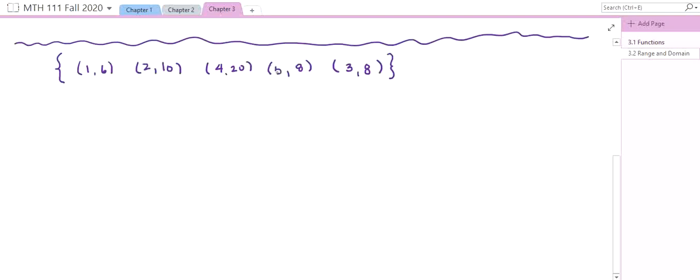I set this up on purpose to do this. Okay, so now we have 5, 8, and 3, 8. Well, it's okay to repeat the y value as long as we have different x values. So this does demonstrate y as a function of x.